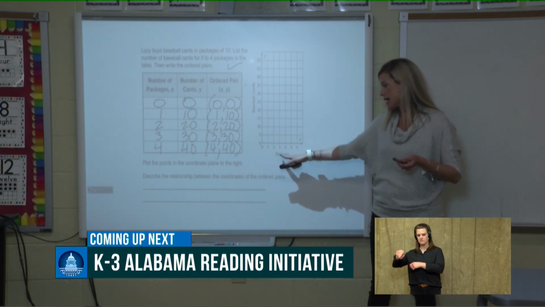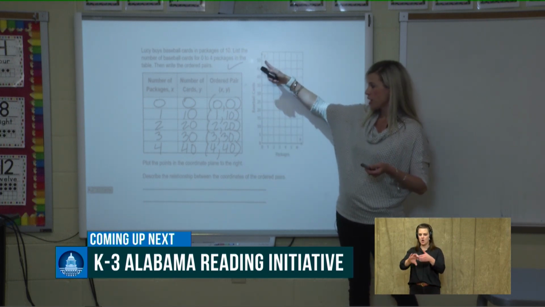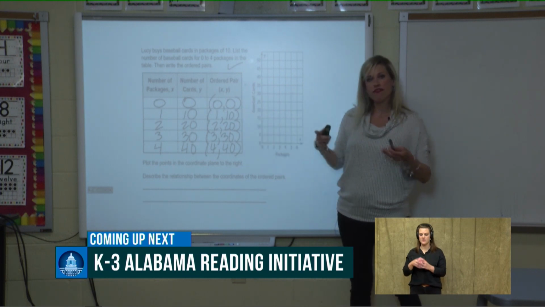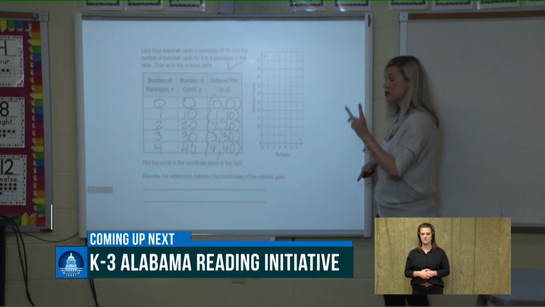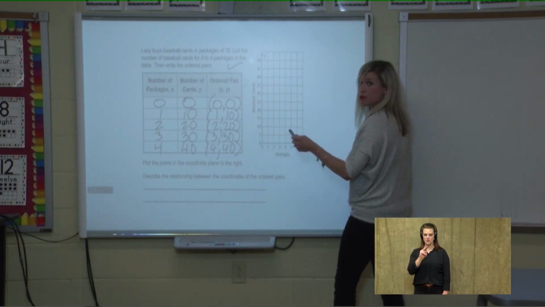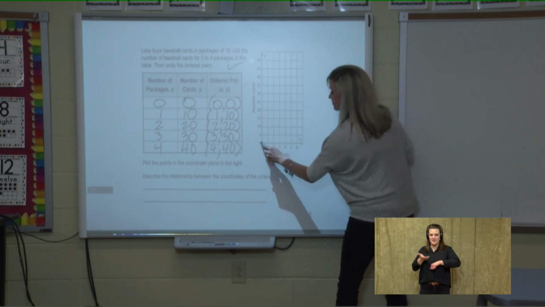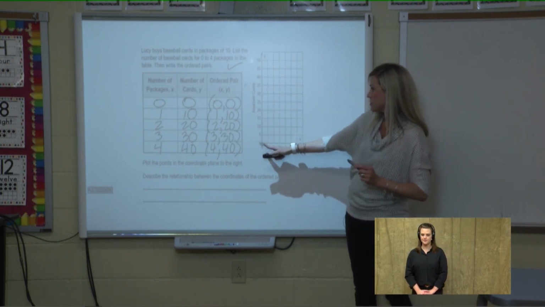Again, pattern A is our packages. Pattern B are our baseball cards. So taking a look at the first ordered pair, we have 0, 0. As a reminder, what is that? Yep, that's right. It's the origin. Now let's see if I can get this one right because I messed up the last one. Okay, there is our beginning.